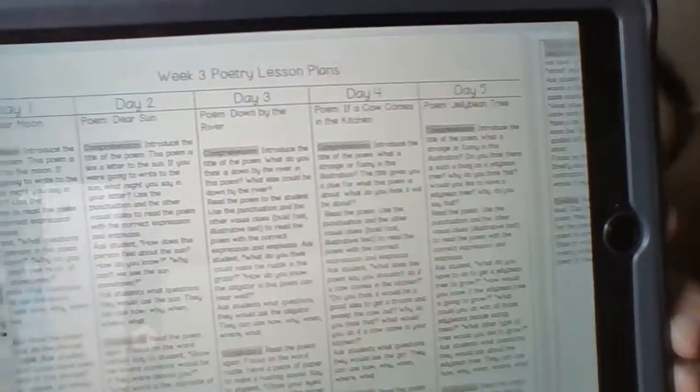Now let's go to our poetry. Remember, we're working through these lesson plans that show up on this spot. It says, read the poem "If a Cow Comes in the Kitchen," and answer the comprehension questions. Some of the questions are: What is strange or funny in this illustration? What does the poem say you shouldn't do if a cow comes in the kitchen? Do you think it would be a good idea to get a broom and sweep the cow out? Why do you think that? What would you do if a cow came into your kitchen? Then maybe come up with some of your own questions that you could ask your family or your sibling.